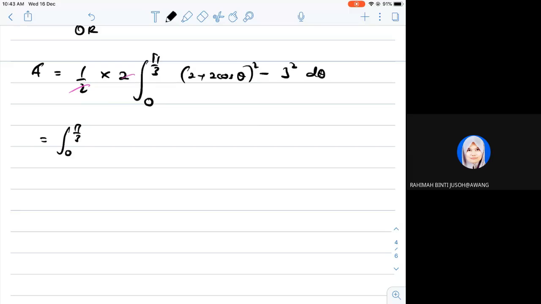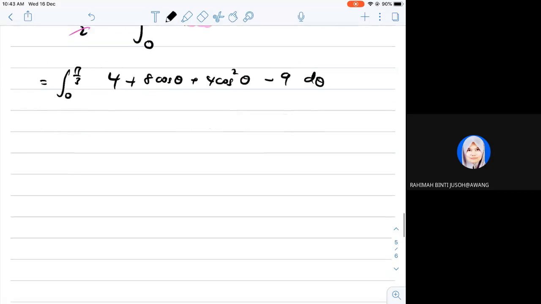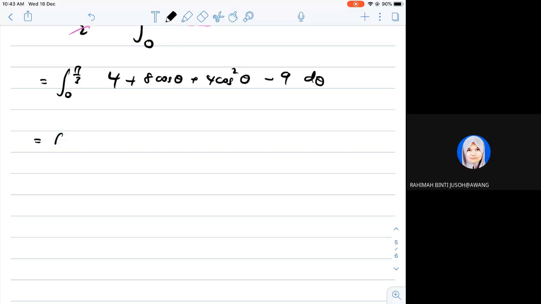Okay guys, first of all, you have to expand 2 squared. So we have 4. And then since this is plus, it will be plus. Next you multiply everything: 2 times 2 times 2 cos theta, so 2 times 2 times 2 gives 8 cos theta, plus 2 cos theta squared, so we have 4 cos squared theta. And then minus 9, d theta. So let us solve this one, 0 until pi over 3. 4 minus 9 becomes negative 5, plus 8 cos theta plus 4 cos squared theta.